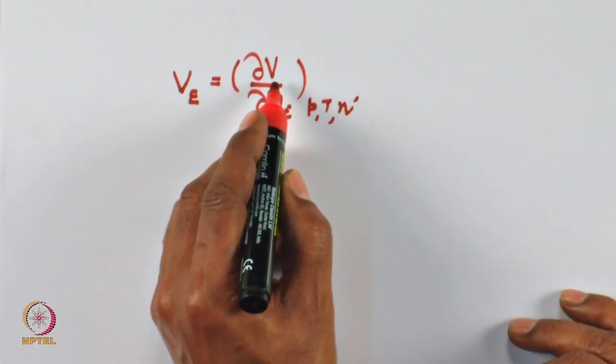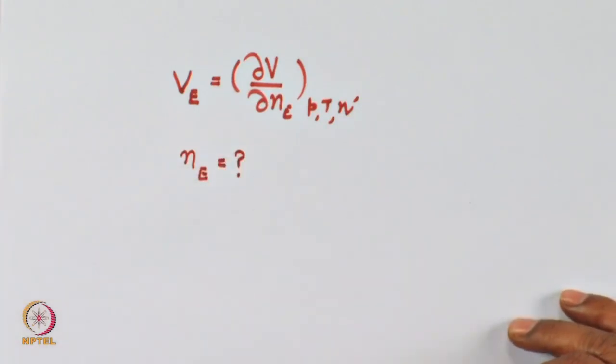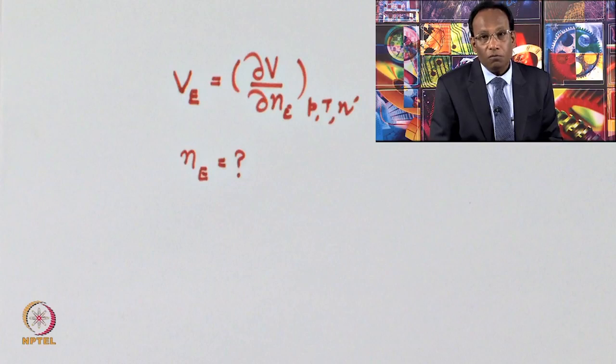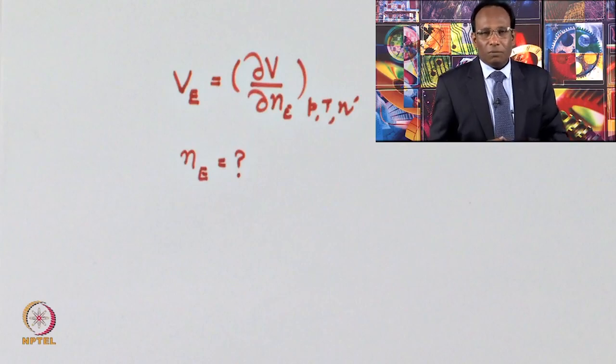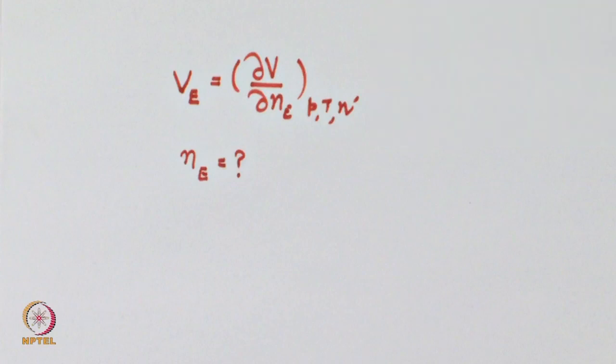V is the total volume for which the expression is already given. And we want to know what nE is. Now, let us try to appreciate that the solution has been prepared by mixing 500 gram of ethanol in 1 kilogram of water. How do we define molality? Molality is the number of moles of solute in 1 kilogram of solvent. And here the solute is ethanol and the solvent is water. And since the weight of solvent used here is 1 kg, the number of moles of solute will be directly equal to the molality of the solution, because we are dissolving in 1 kilogram of the solvent.